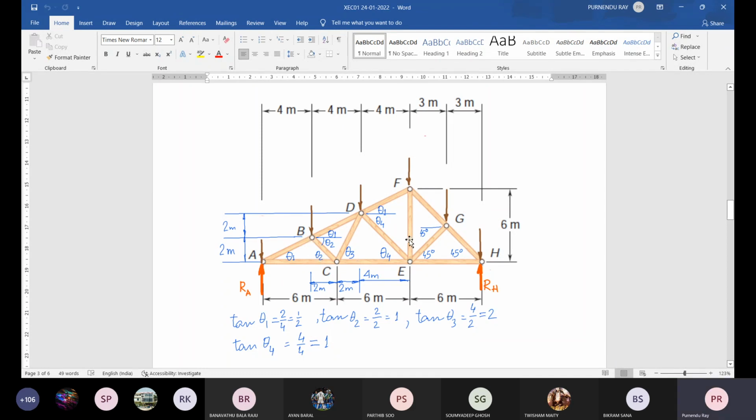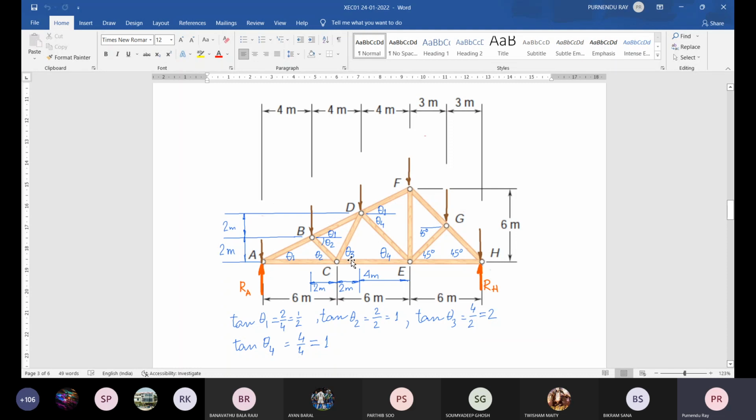This height from similar triangles, this is 6 meters, so naturally it will be 4 meters, this will be 2 meters. So this 2 meter height divided by this 2 meter base, total length is 6 meter. This length A to B horizontally is 4 meter, so the remaining length from B to C horizontally is 2 meter. So 2 meter by 2 meter, it is 1. So theta 2 is 45 degree.